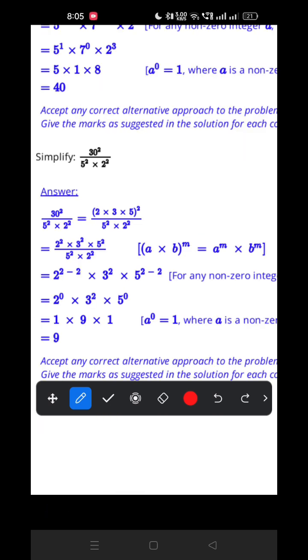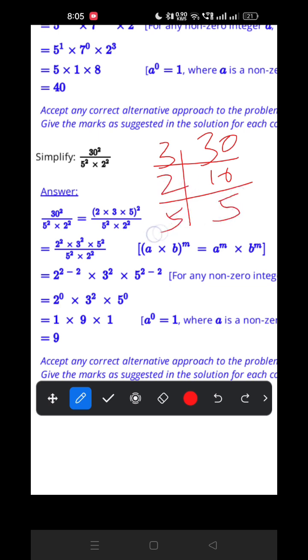Our next question is: simplify 3 square divided by 5 square multiplied by 2 square. Here we write the factors of 30. 3 tens are 30, 2 fives are 10 and 5 ones are 5. We get the factors 2 into 3 into 5, all to the power square. So here is the bracket square, 5 square, and multiply by 2 square.